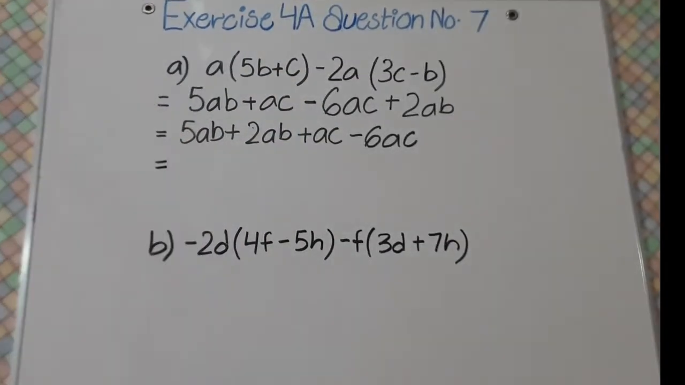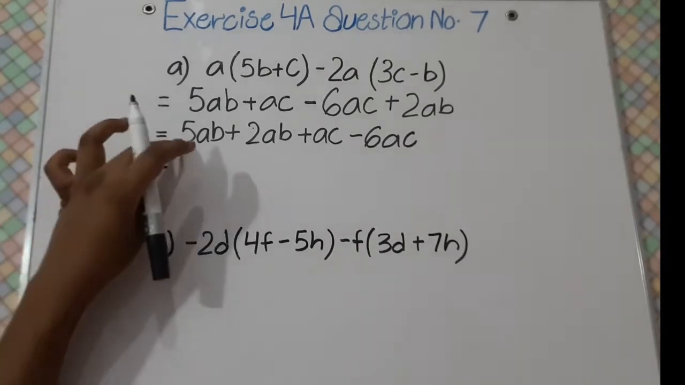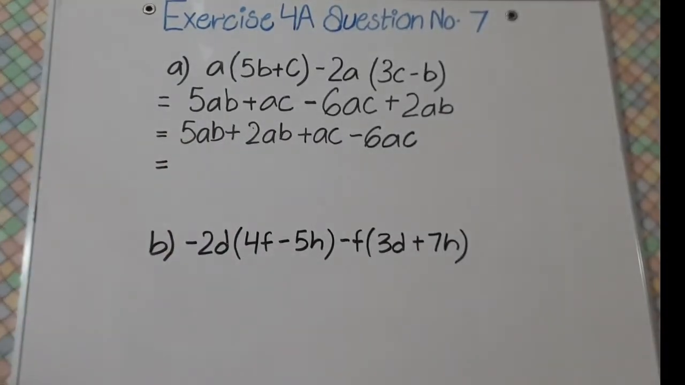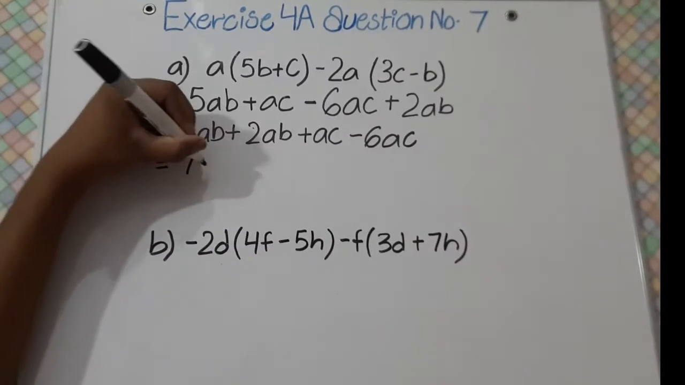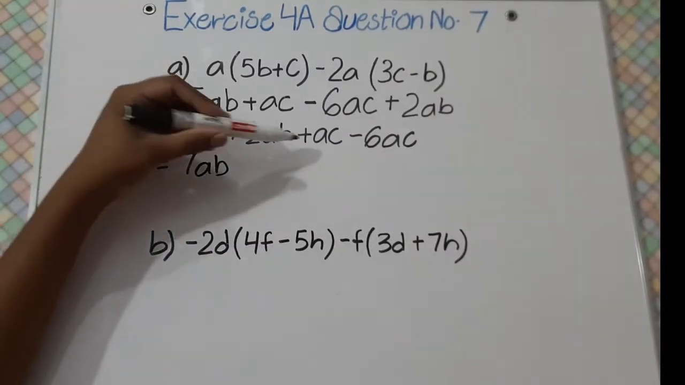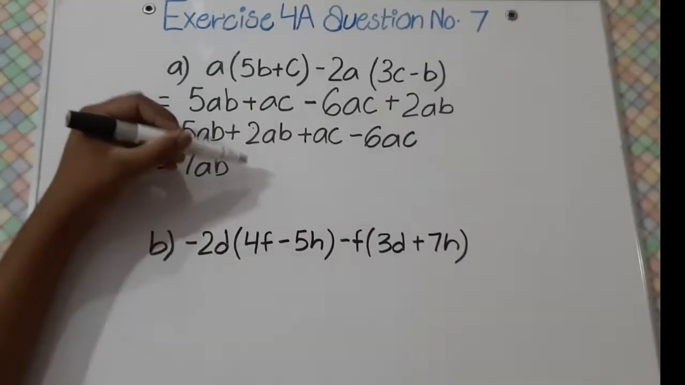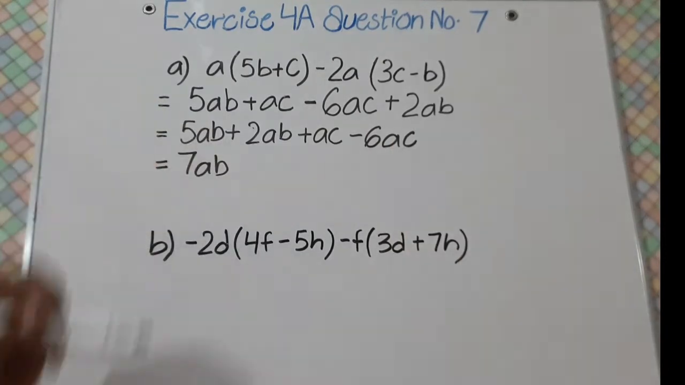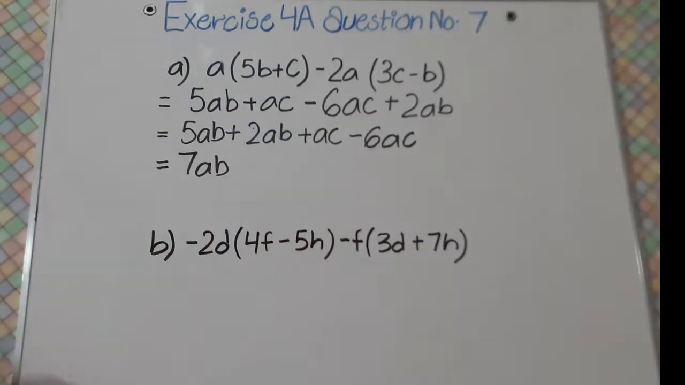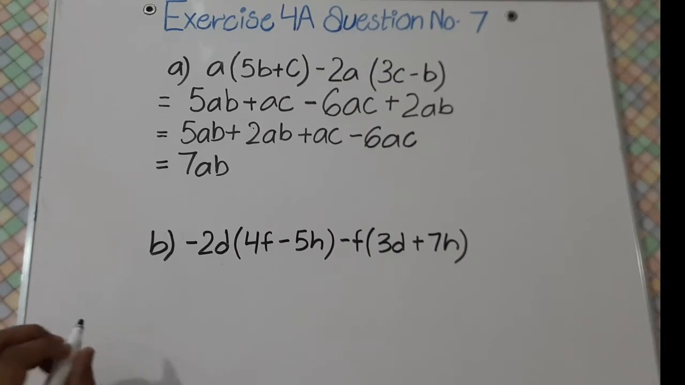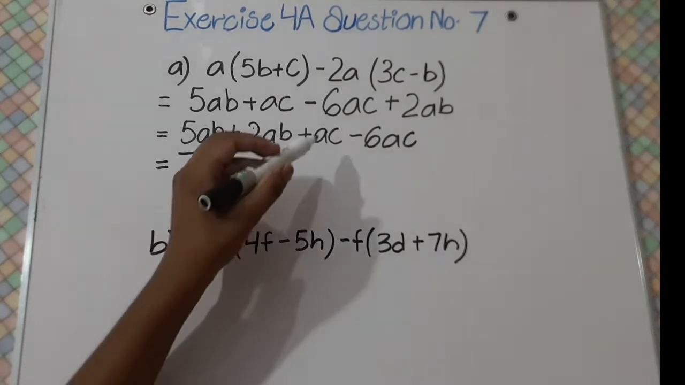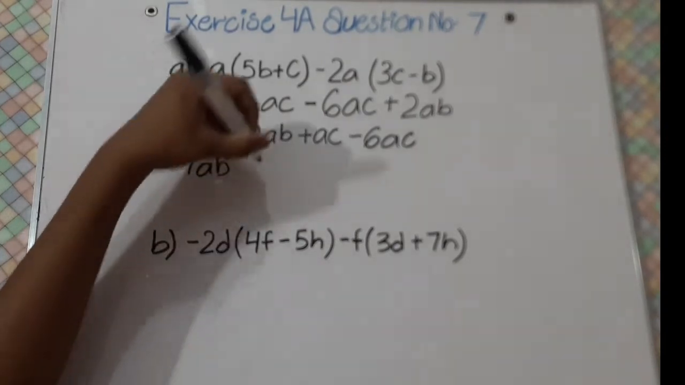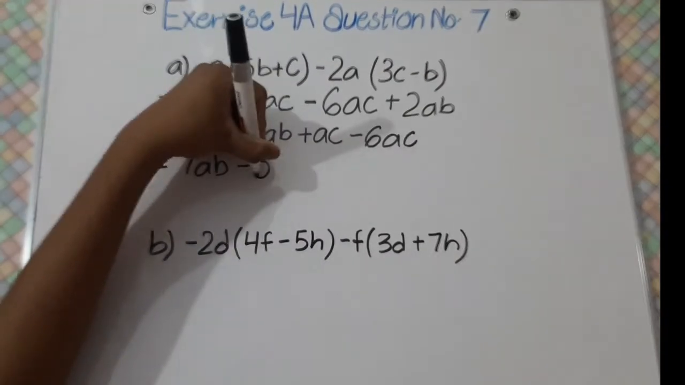Now finally we are going to add and subtract the numbers. So 5 plus 2 is 7AB. Then AC minus 6AC, where AC means 1AC also. So 1 minus 6, it would be 5. As we are subtracting a bigger number from a smaller number, the answer would be negative. So it would be negative 5AC.